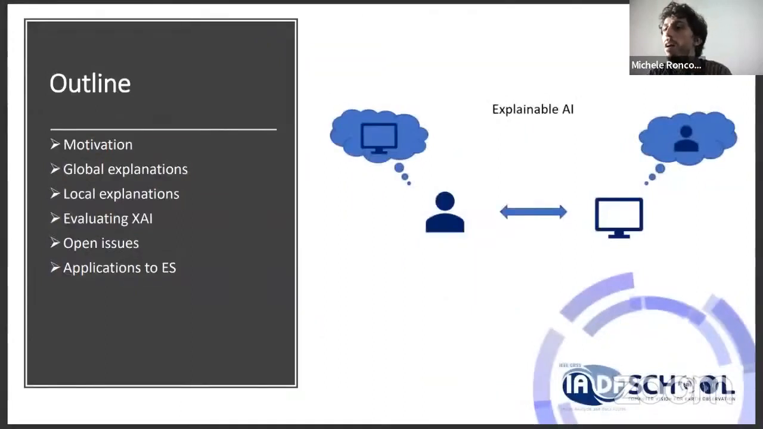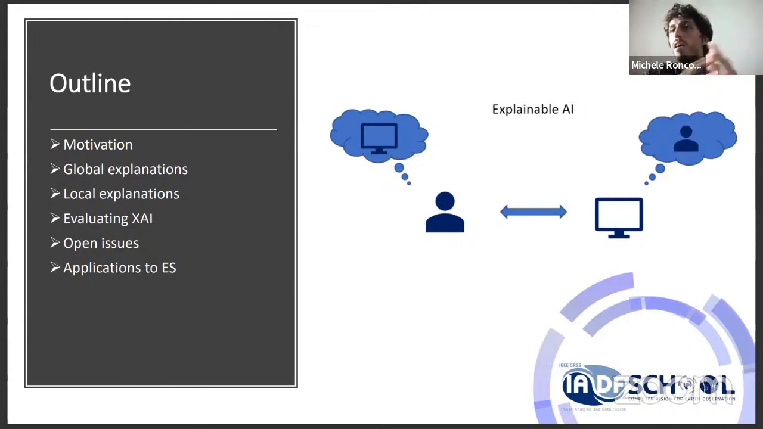So a brief outline of this lesson. First, we will see some motivation for why we need explainable AI and why there is such an interest in explaining machine learning models. And first of all, why do we need to explain them? Because this could be already a question that someone might have in the audience. And then, there are many classifications and taxonomies that have appeared in the literature already to try to somehow put some order in this research field.